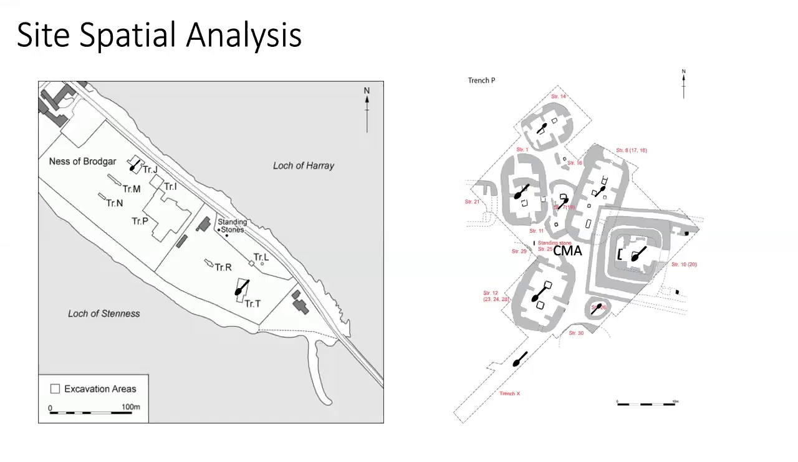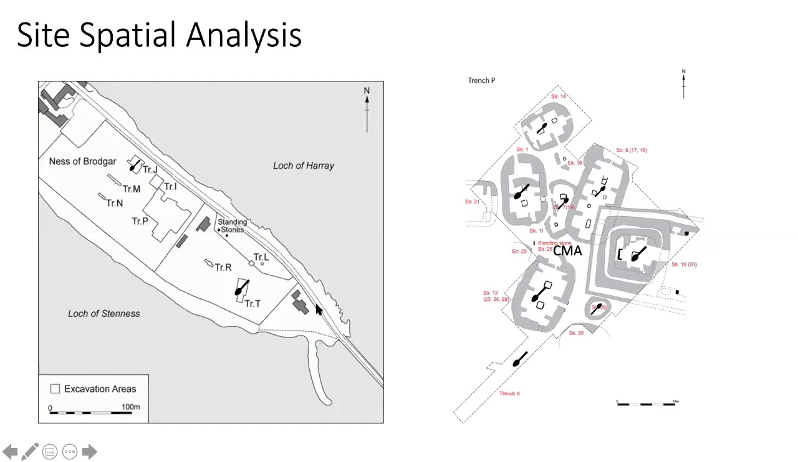Then I took a look at the site itself. You can see the entire site on the left-hand side here. Trench J, though I don't see Trench X in this, so it's I believe from 2015 or 16 again. But it's got Trench J, Trench P, the main trench, and Trench T, and then some of the smaller ones. And then on the right-hand side, I have a close-up of Trench P with each of the structures.